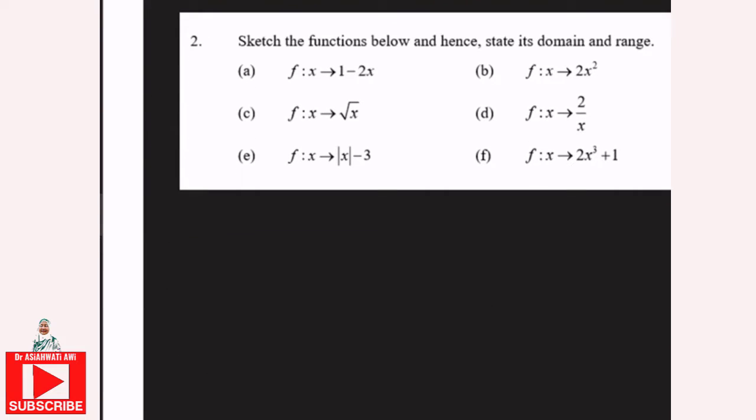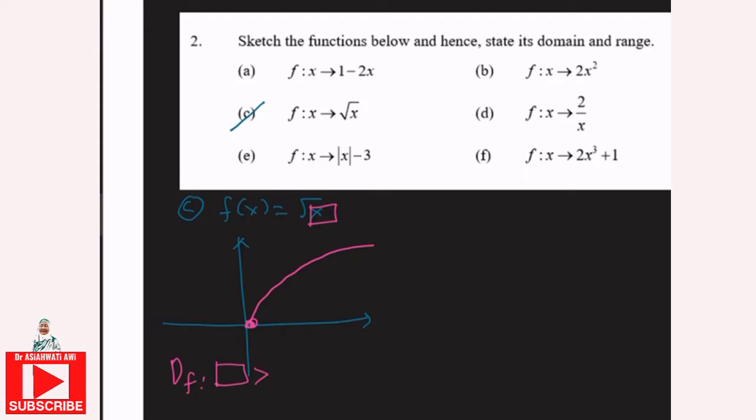For C, f(x) is equal to square root of x. So the graph is the same as the square root function, like this. You can find the domain of f. Everything under the square root must be greater than or equal to 0. So x is greater than or equal to 0.